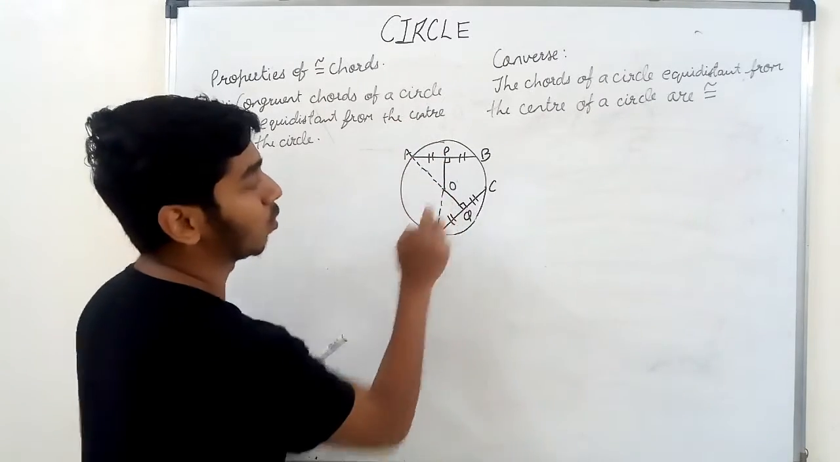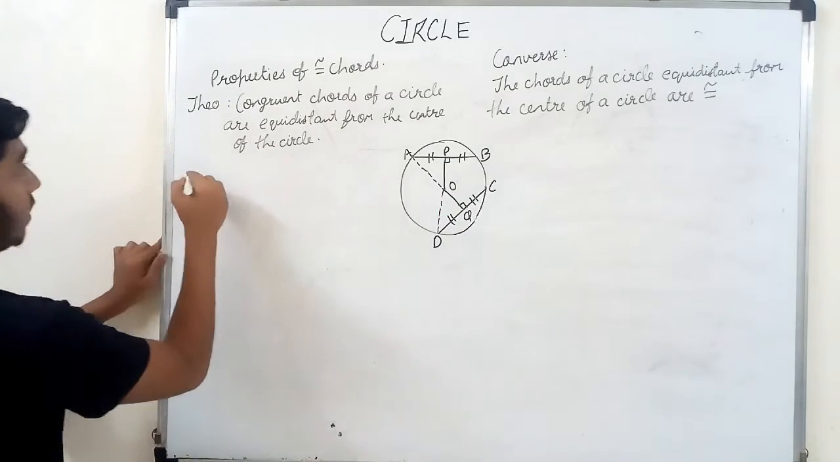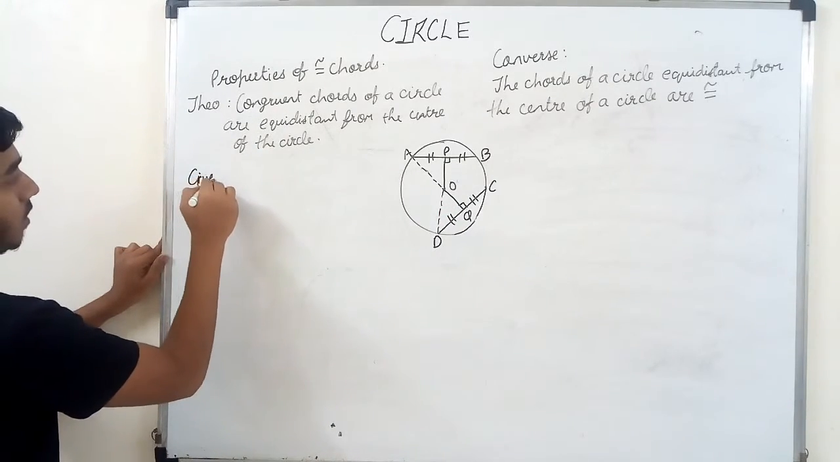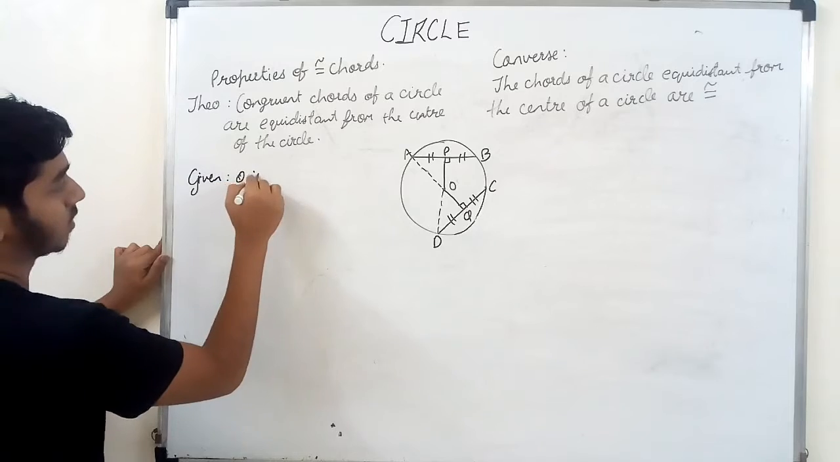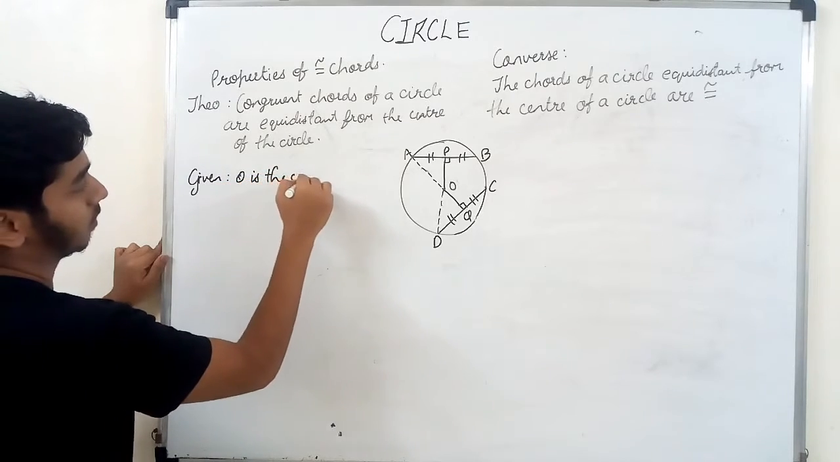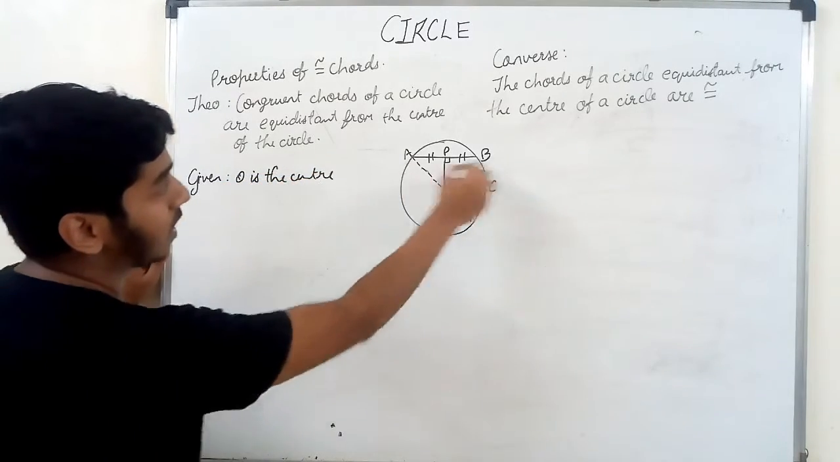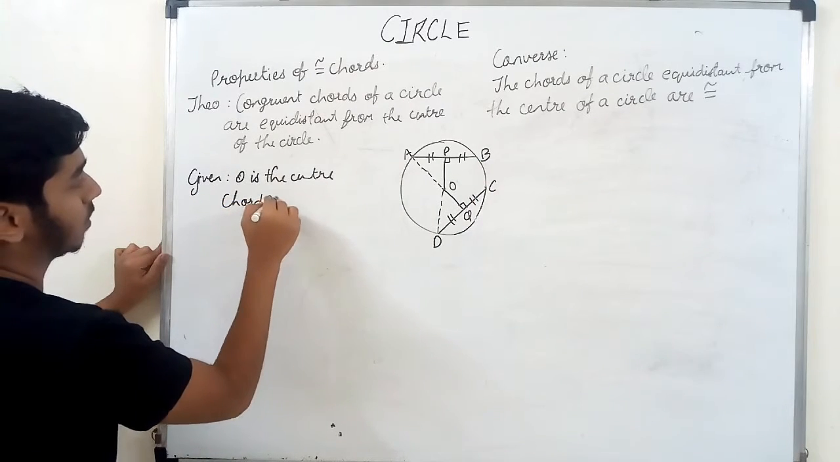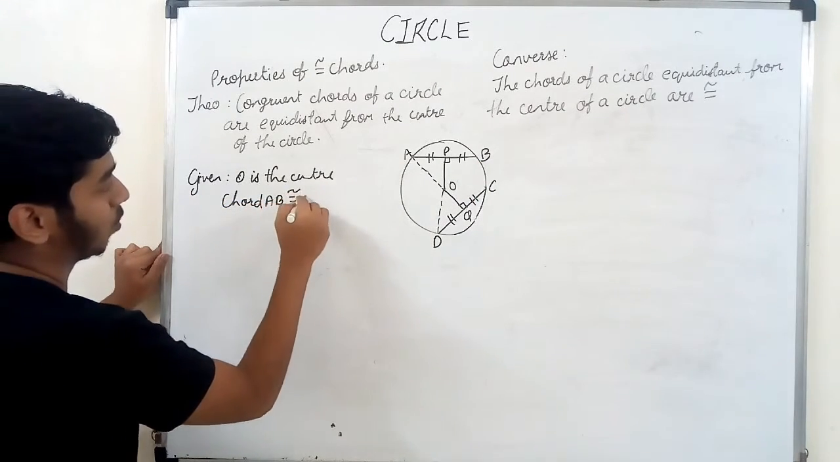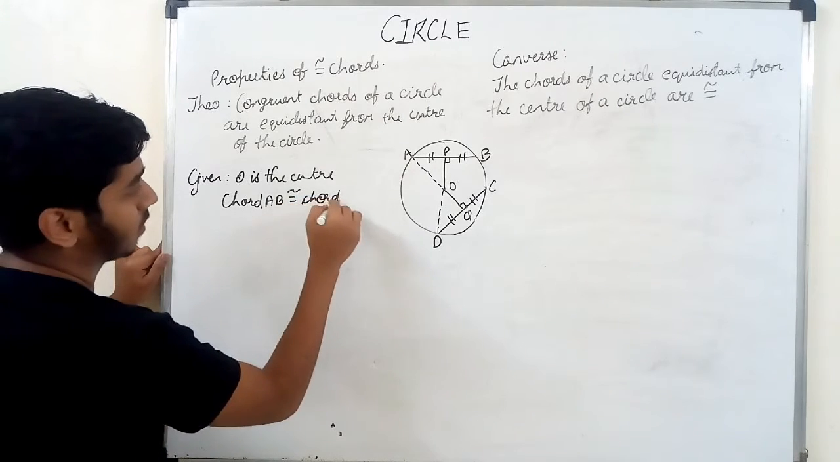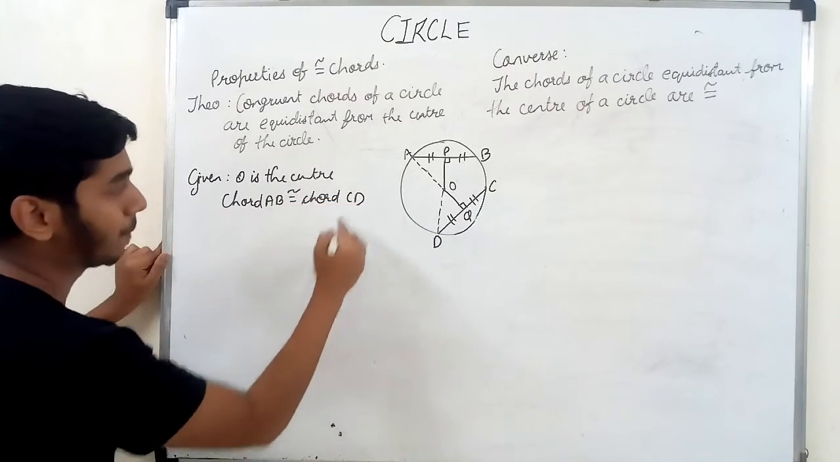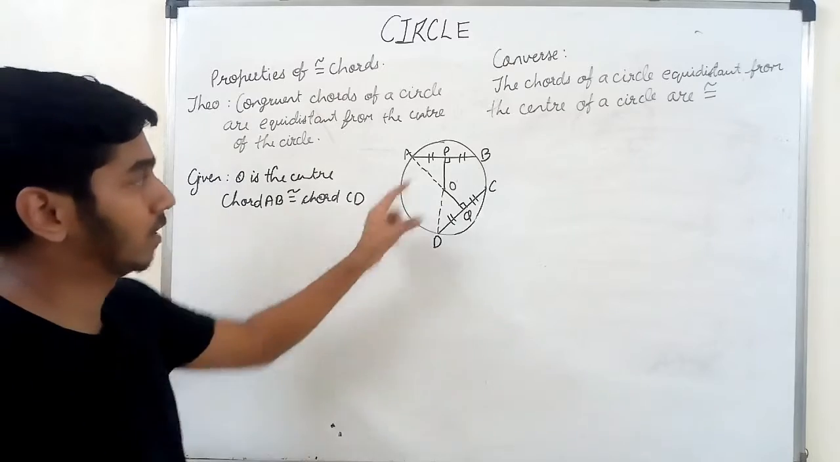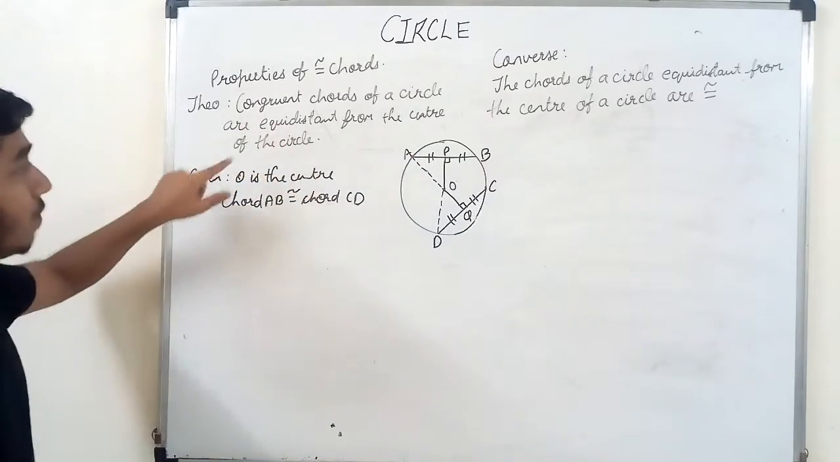The center is O. We'll write the given part. O is the center. AB is congruent to CD. You can say chord AB is congruent to chord CD. Now what are we supposed to prove?